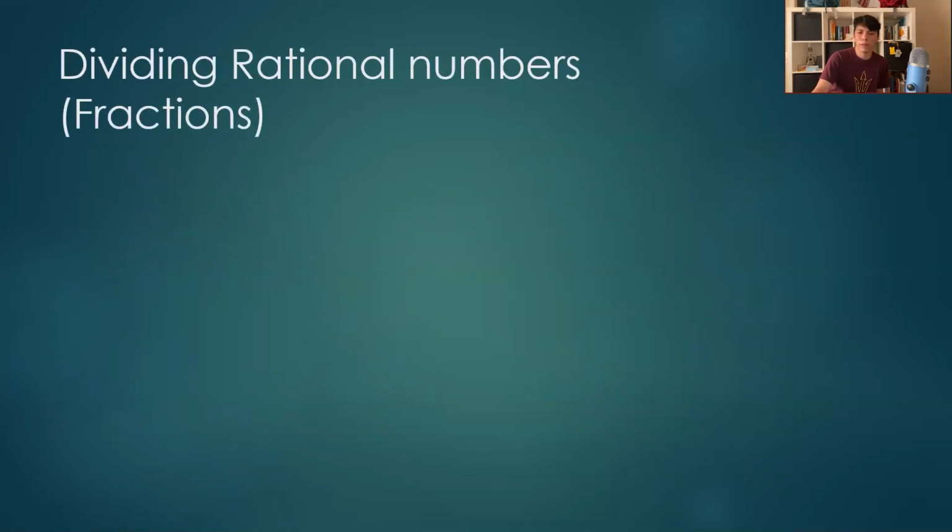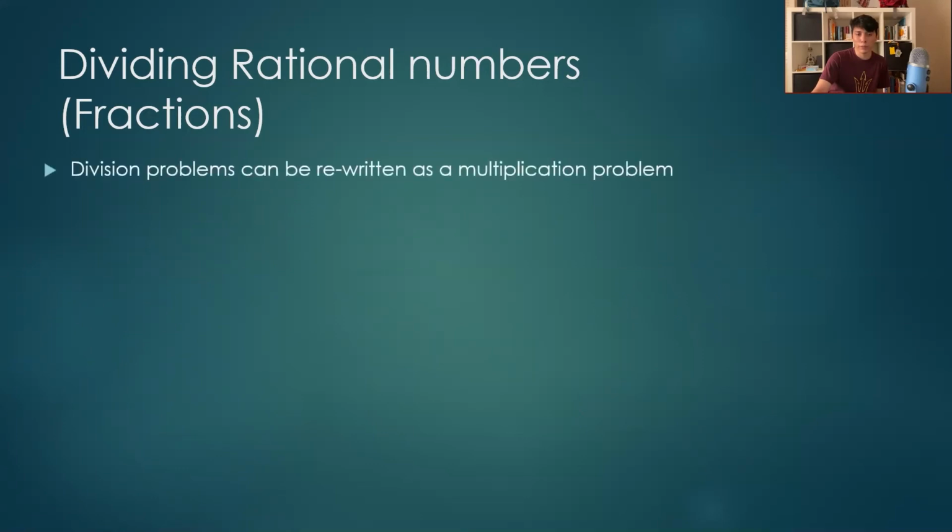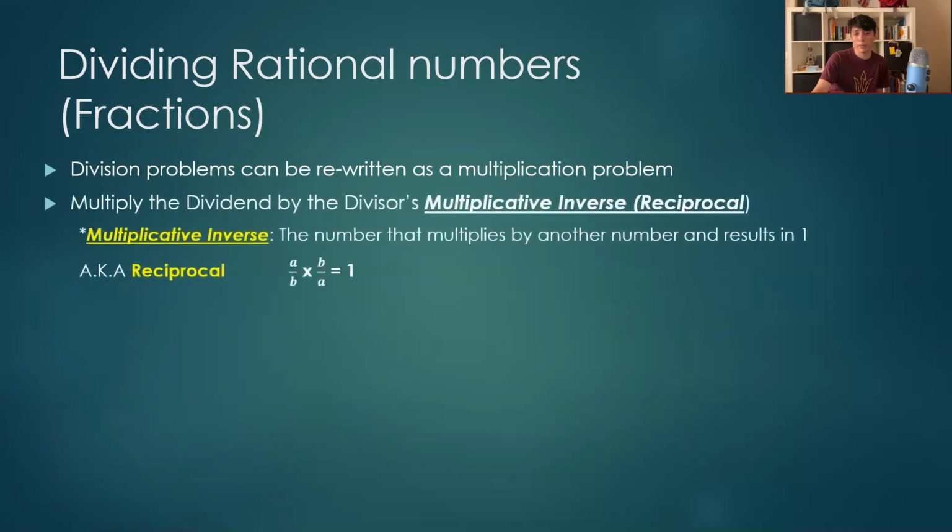So now we're going to divide fractions. But before we divide fractions, we're going to have to understand a few things. We have to understand that division problems can be rewritten as multiplication problems, and that we do that by multiplying the dividend by the divisor's reciprocal. And we change the operation, I mean. So I'll show you what I mean. The multiplicative inverse, or the reciprocal, is just the number that multiplies by another number to get you 1.